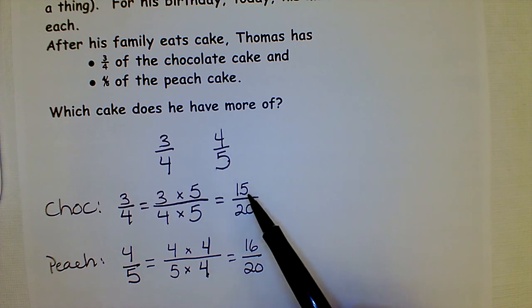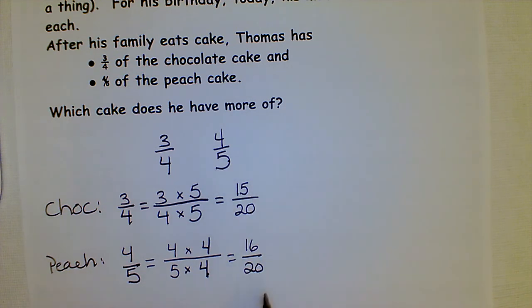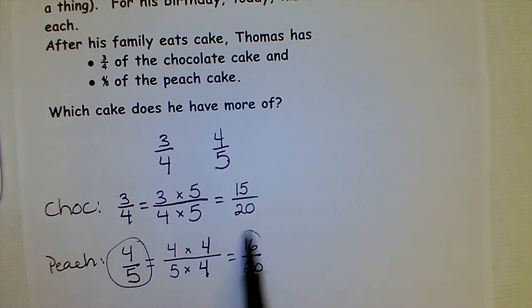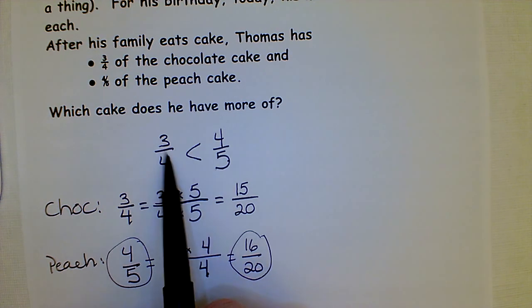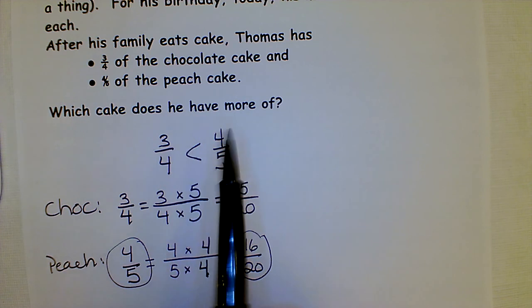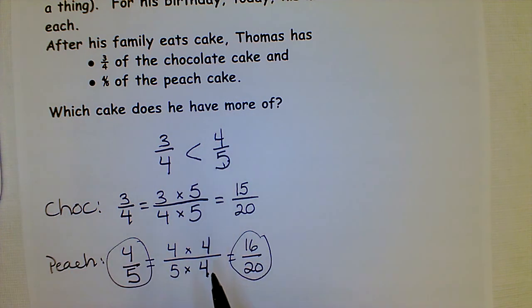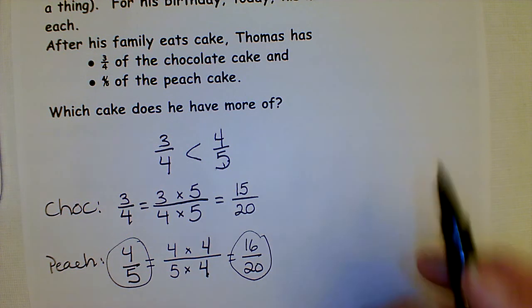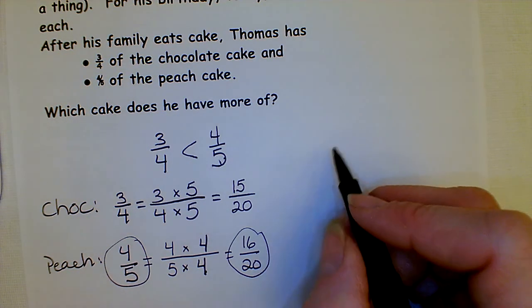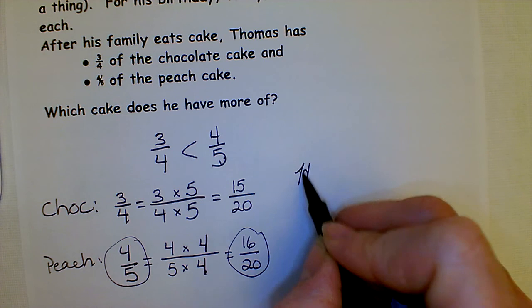And now what I can see is that he has 15/20 of the chocolate cake left, and he has 16/20 of the peach cake left. So first of all, I know that this is going to be our larger number. 3/4 is less than 4/5. But to truly answer the question, which cake does he have more of, not which fraction's bigger, I'm going to write, he has more of the peach cake left. Let's make it a cursive day.